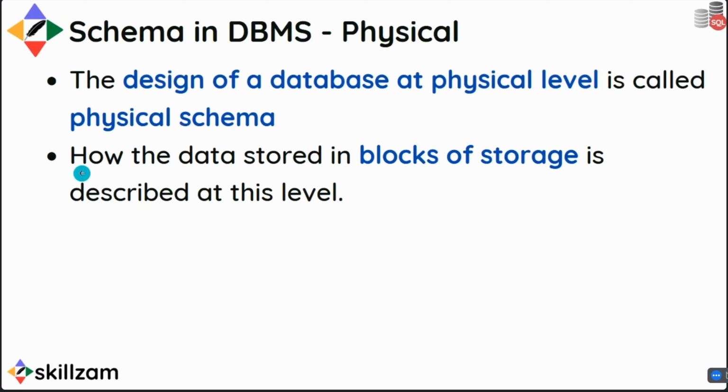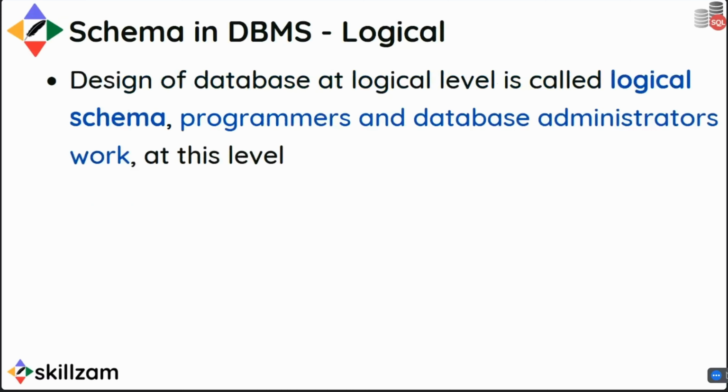And it talks about how the data is stored. That's what we saw: how complex data structures can be utilized to store data at a physical layer, and blocks of storage are described at this level. At the same time, there is also a logical layer, the logical schema, which happens at the logical level of data abstraction. Again, this is the design of the database, how you are designing the database.